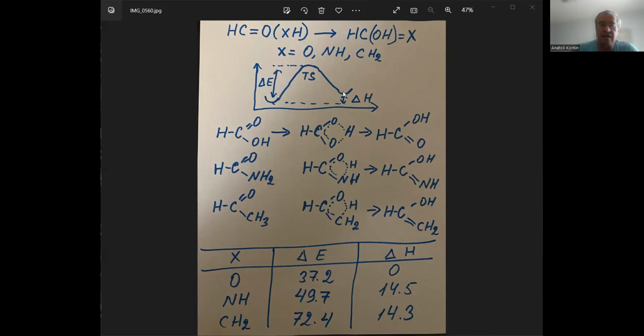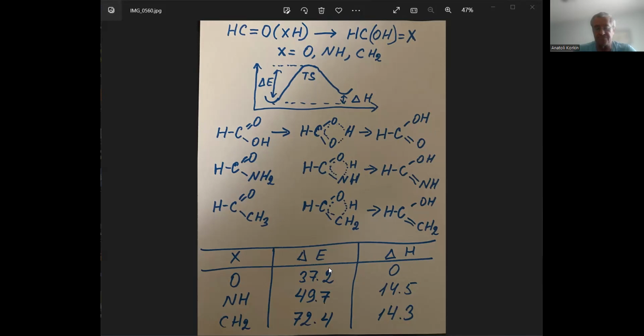If this point lays below the initial reactant, the reaction is exothermic and heat is released. So in our case, in all of these three calculations, the more stable isomer transforms to a less stable isomer, except, as I mentioned, the first reaction, which is just another form of formic acid.